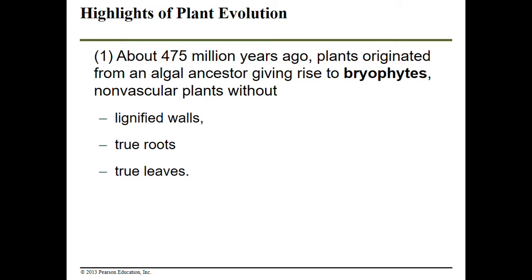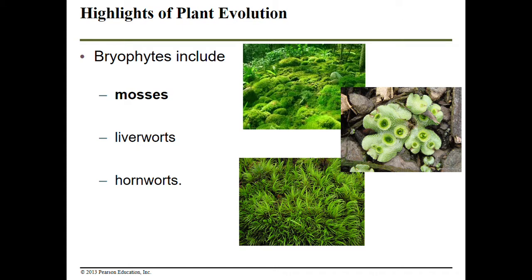Bryophytes were the first ancestral plants we found. They came from algae and are not vascular. They don't have a xylem or phloem, but they do have lignified walls. These are woody walls, and they have roots and they have leaves. Bryophytes are still around today. We see them as mosses, we see them as liverworts, which are pretty much everywhere, and we see them as hornworts, which can be everywhere, but usually they're in damp environments. So mosses first, liverworts, hornworts.